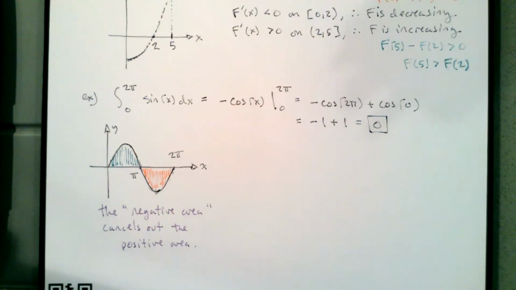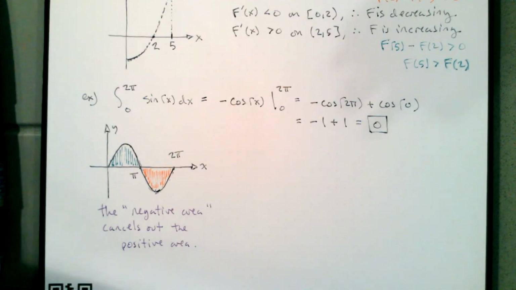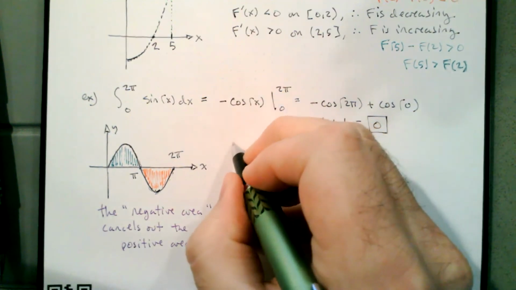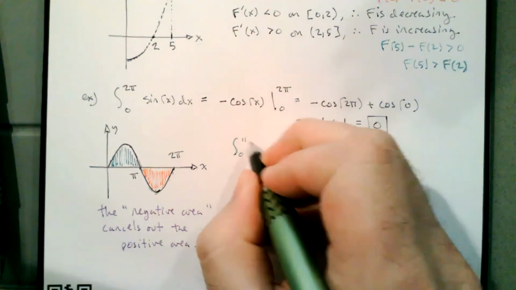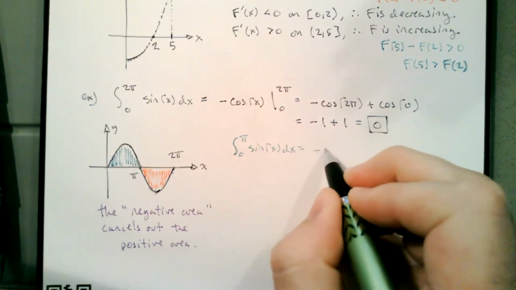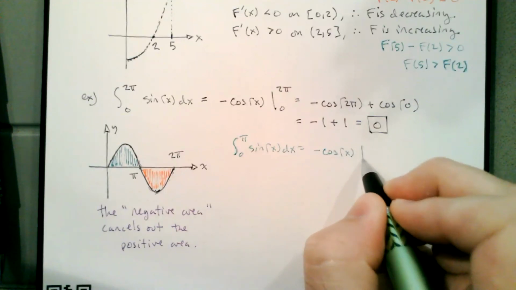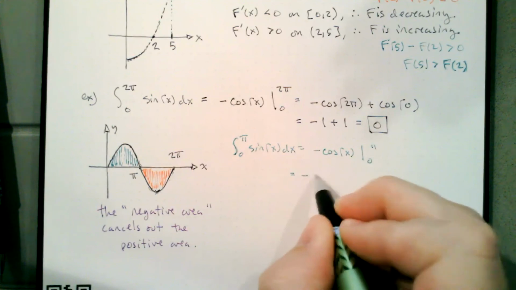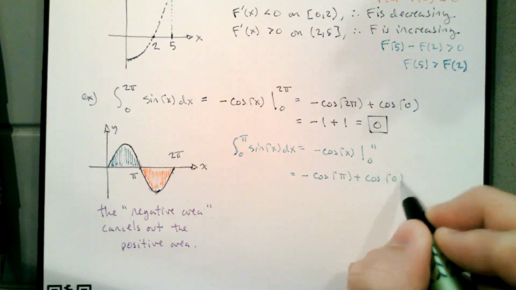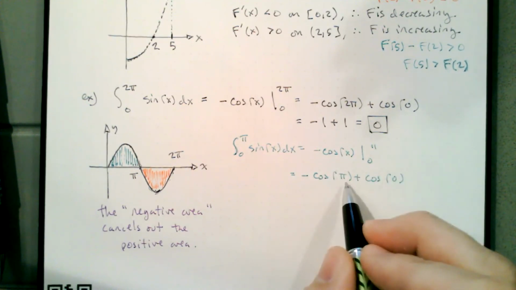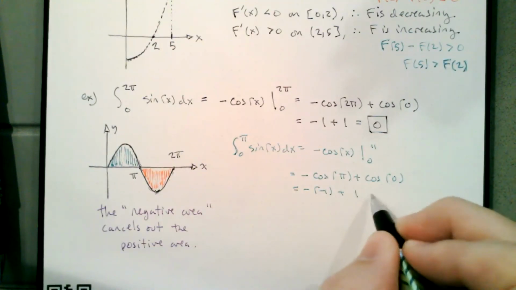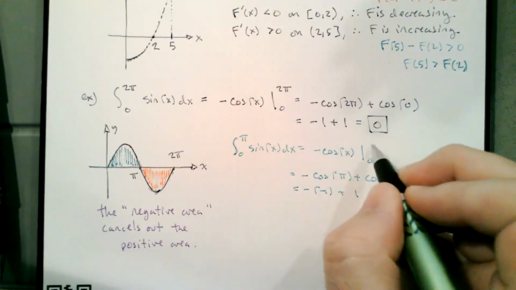We can see this if we evaluate from 0 to pi and then from pi to 2 pi. If we look at the integral from 0 to pi of sine x dx, we get minus cosine x evaluated from 0 to pi. So that'll be a minus cosine of pi minus a negative cosine of 0. Cosine of pi is equal to -1, so we'll have a negative -1 plus cosine of 0, which is +1. So we get an area of 2.